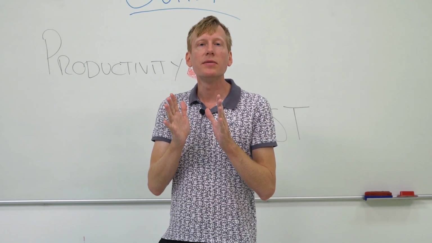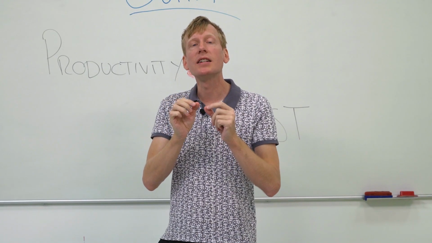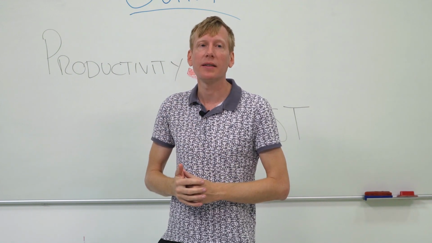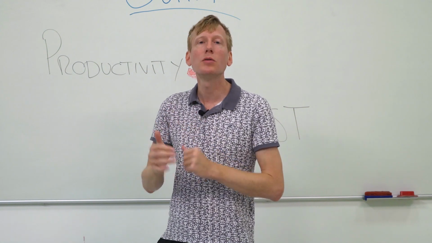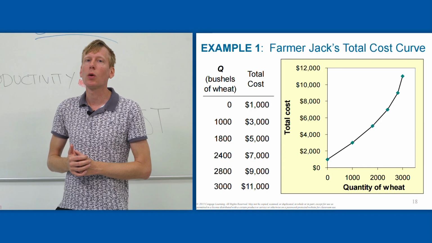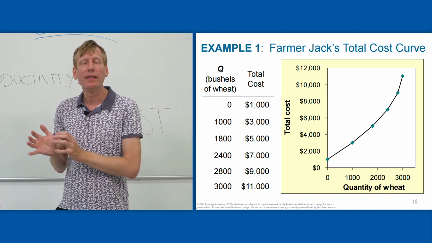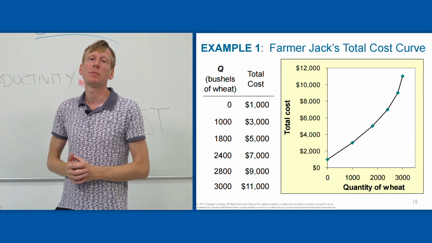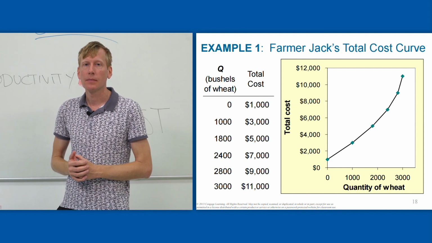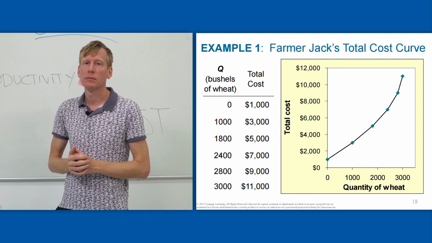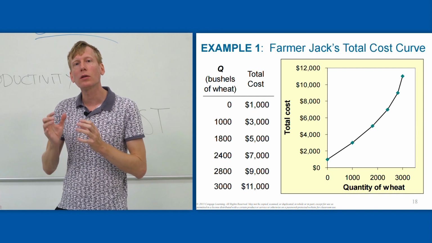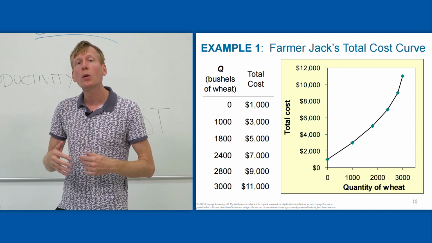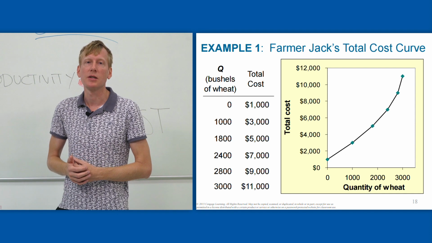Now, if we take these variables, the quantity of wheat that he's able to produce and the total cost involved in producing that amount of wheat, and put them in two-dimensional space, as opposed to graphing the quantity of output of wheat and the amount of labor used, now it's the quantity of wheat produced and the cost which must be paid in monetary terms. We plot these values, and we get what we call a total cost curve. We show how total cost varies with the amount of output that this business produces.